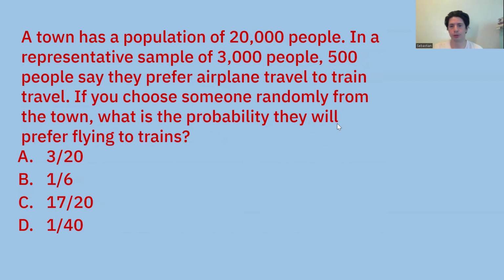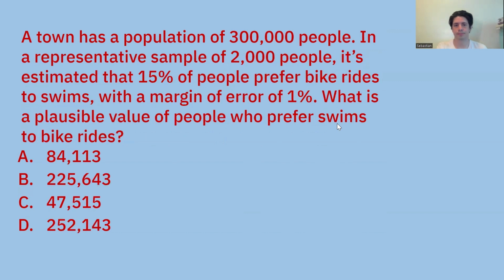Okay, so this is very similar to the one we just did as the actual question, Question 7. So we have 300,000 people. I think that's probably more a city than a town, but they want to call it a town. Okay. So then margin of error of 1%. So we're going to do 15 plus 1 and 15 minus 1. So the range is 14% to 16%.